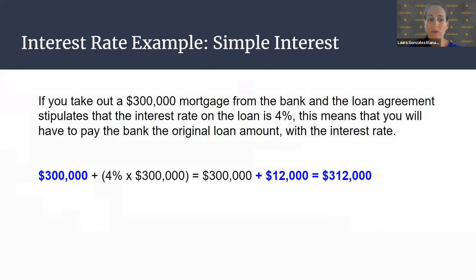Okay, so let's assume, for example, that we borrow $300,000 from the bank to buy a house, right? We have some savings for a down payment, and then we borrow $300,000. So let's suppose that they are charging us 4%, which is not what we are going to be charged in the current environment. So we would be paying back to the bank not just the 300,000, but $12,000 more in interest.